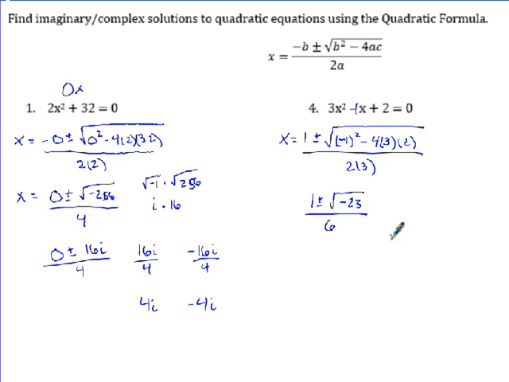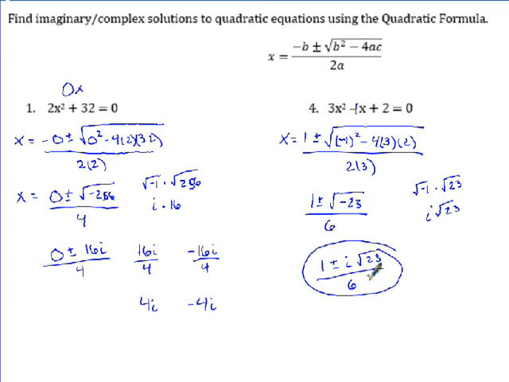Square root of negative 23 we need to simplify, so I'm going to break it apart. Square root of negative 1 times the square root of 23, because there's no perfect square that 23 can be divided by. So the square root of negative 1 is i, so that simplifies to i square root 23. My final answer is going to be 1 plus or minus i square root 23 all over 6. That cannot be simplified any further. So those would be my two solutions. Alright, and that is it for 5B.